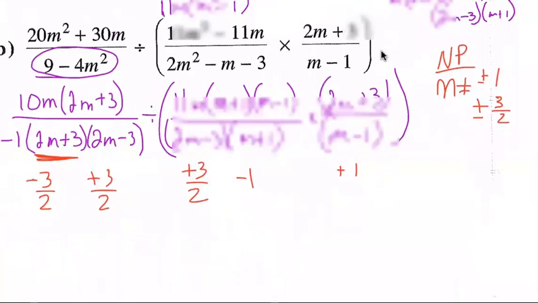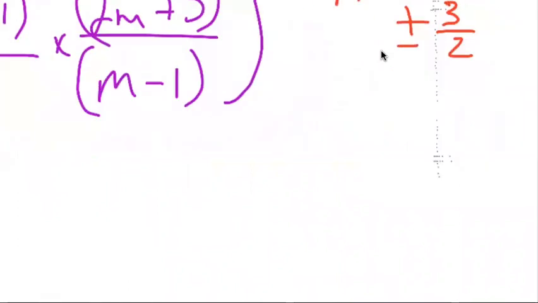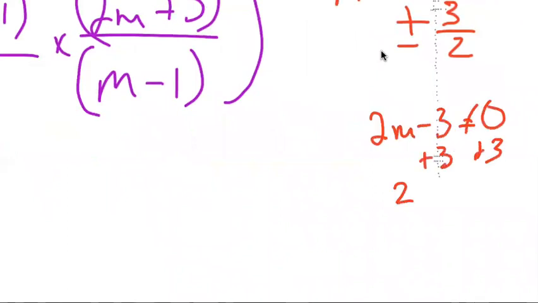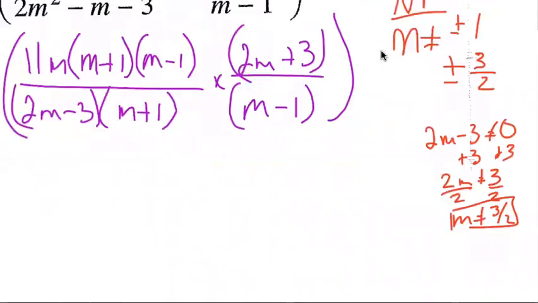Now I can erase this. And again, maybe you're still at the point where you're doing these off to the side somewhere, and it would look like this. 2m minus 3 cannot equal 0. Add 3, 2m cannot equal 3. Divide by 2, m cannot equal 3 over 2. So that's how each of those were found, right?